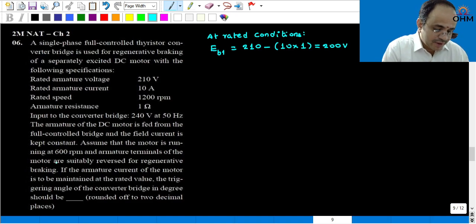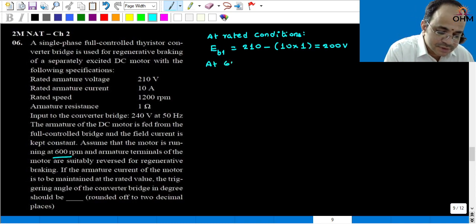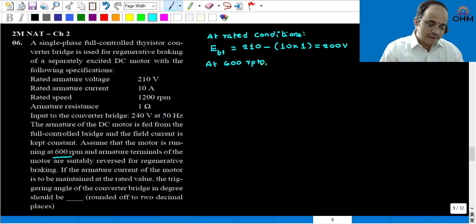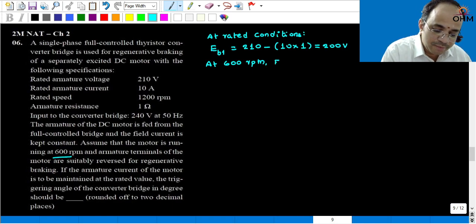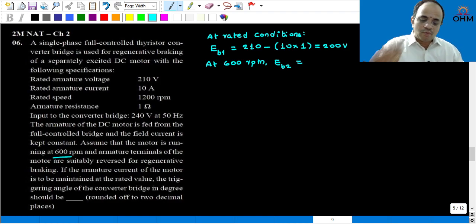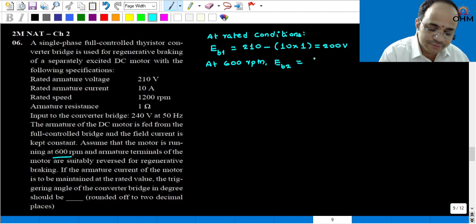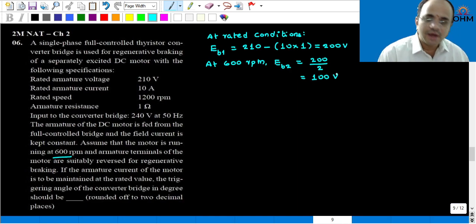Now what is the requirement here? The motor is required to run at 600 rpm. Therefore at 600 rpm, if you notice here, because it is mentioned the field current is maintained constant by separate excitation mechanism, as the speed is reduced by half, back EMF will also reduce by half. Therefore back EMF will be 200 by 2, I can take this as 100 volt.